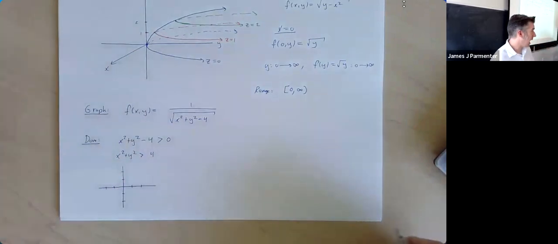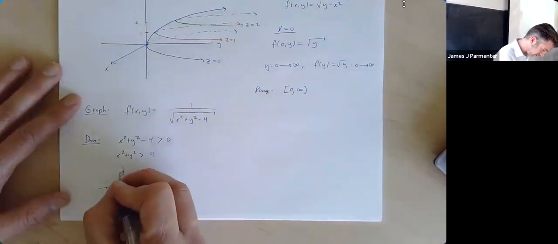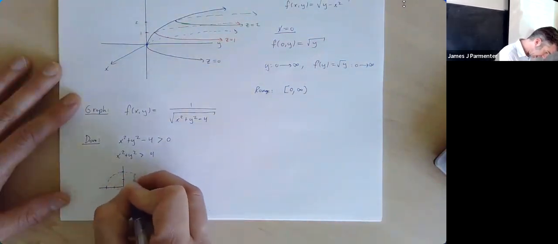And I'm going to draw it dashed because I don't want to include it, right? I don't actually want x squared plus y squared to equal 4. I want it to be greater than 4. So here's my dashed boundary.